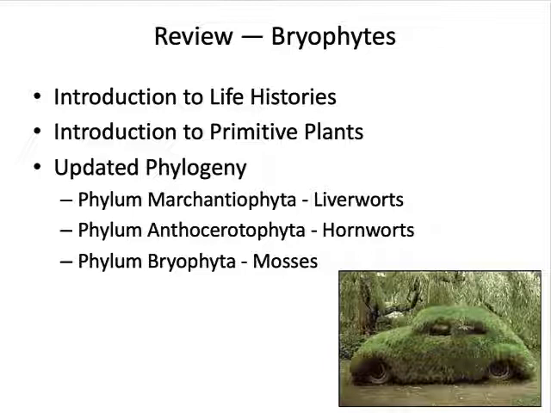All right, well, that's our brief overview of the bryophytes. We now should understand all parts of the alternation of generations life cycle. We should know the basic features and characteristics of primitive plants as the evolution of plants occurred on our planet. And finally, we should know the updated phylogeny of the liverworts, hornworts, and mosses, including their key characteristics and life cycles where applicable. Thank you so much for listening.